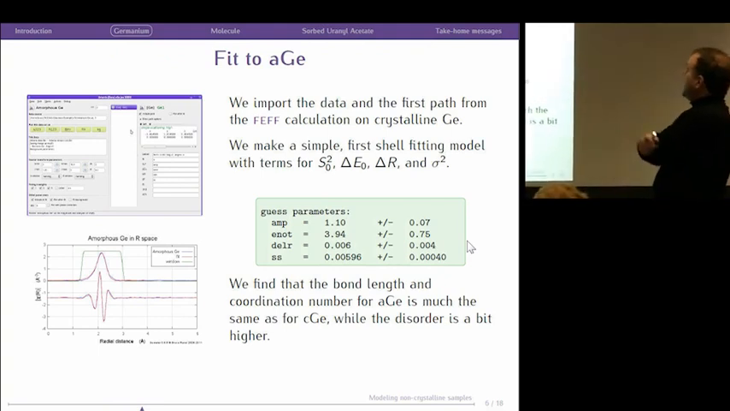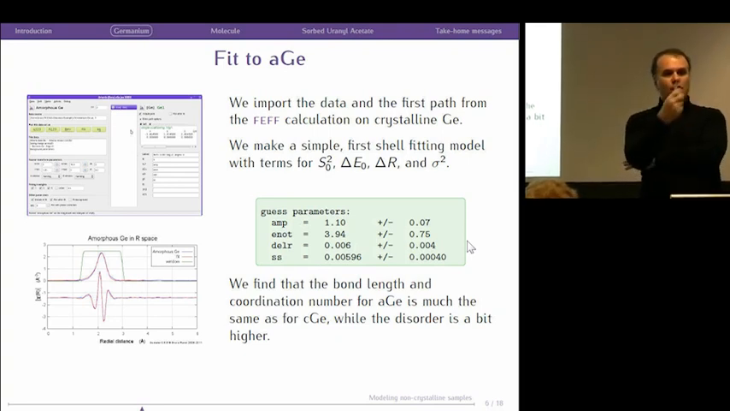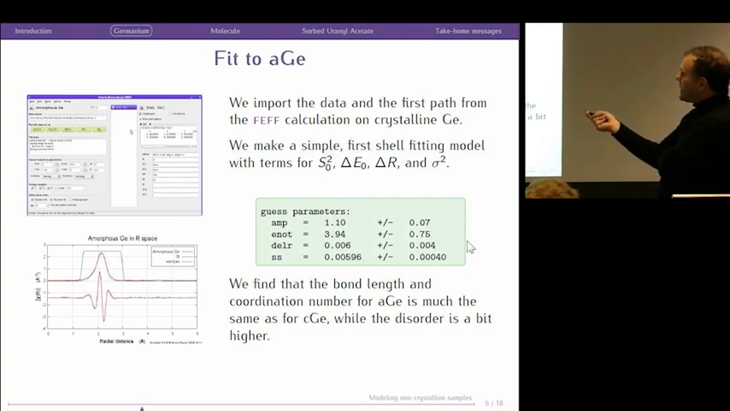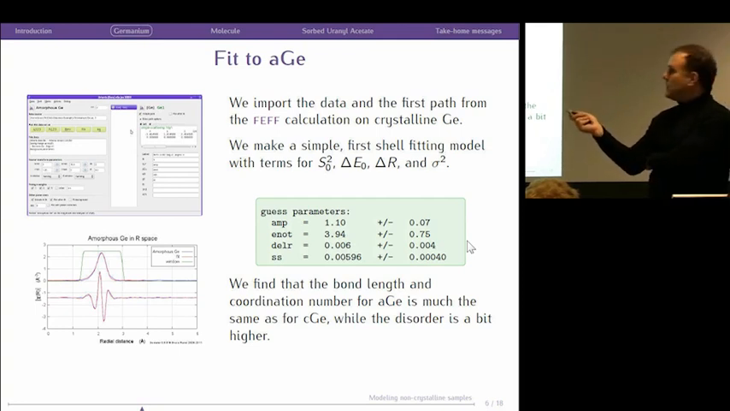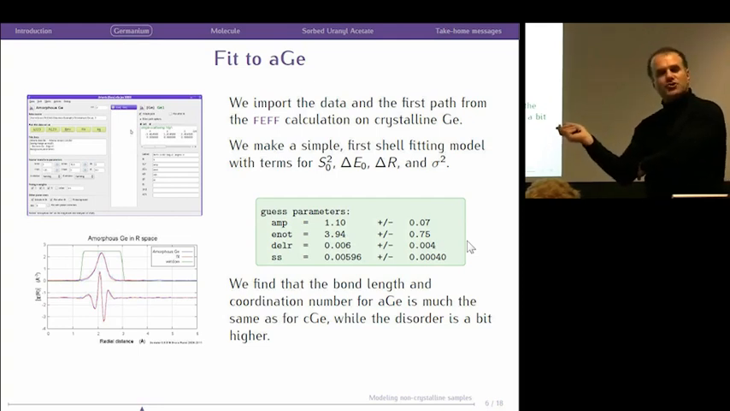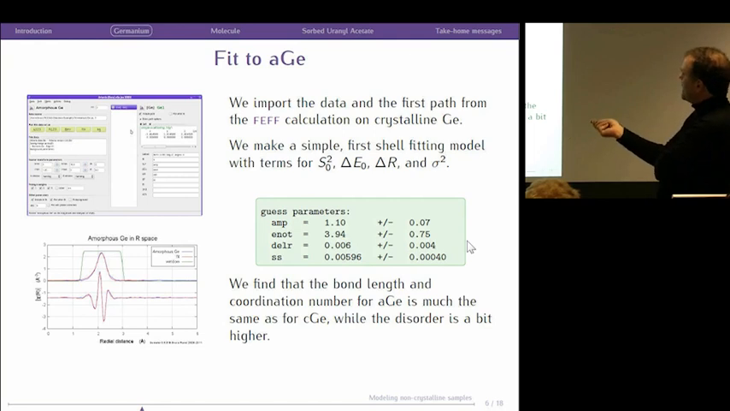So you can import the amorphous germanium into Artemis and import the crystal data for crystalline germanium into Artemis, run Feff, and drag over just the first path. Set up the simple parameters, much like we did for the first shell in iron sulfide, and parameterize it simply.